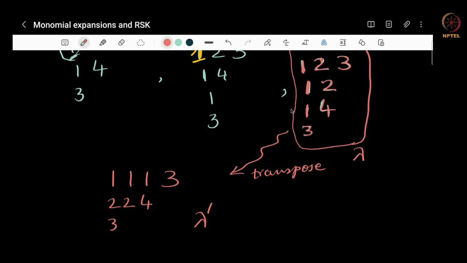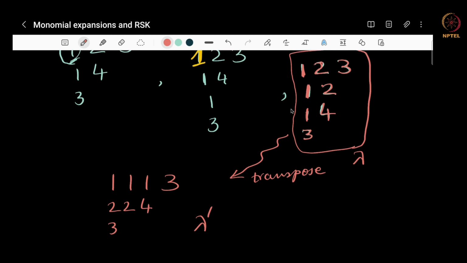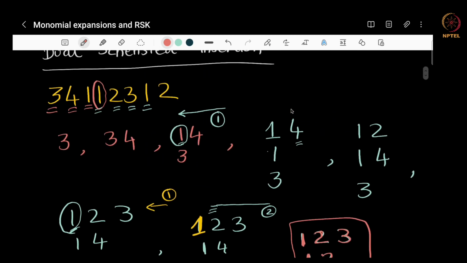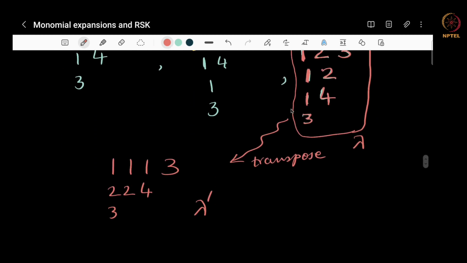So you get something semi-standard but of shape lambda prime. So that's one way of thinking about what this dual algorithm does, the dual insertion. It takes a word and finally it produces, this is the final end product, this is the output. It's a tableau of some shape. Okay, the shape is dual to what we got in the one step before it.